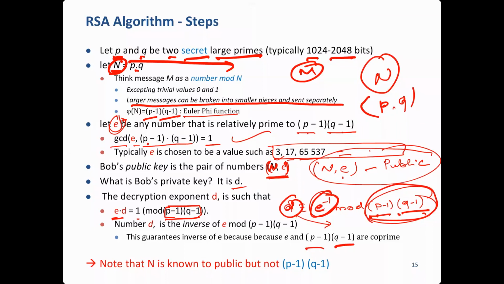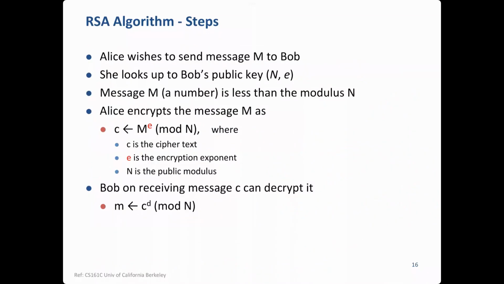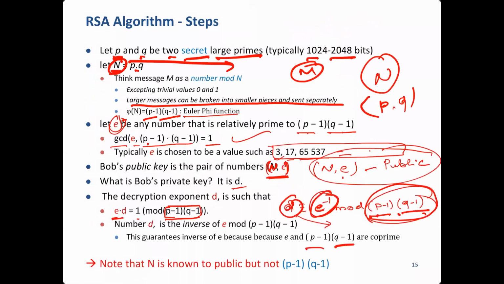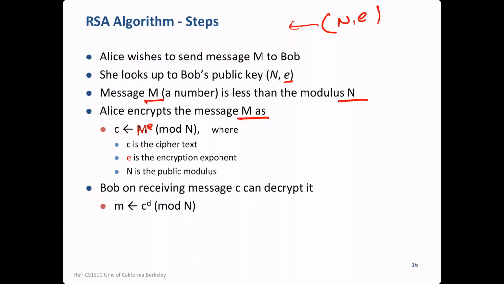Now, this N and E come to Alice from Bob. So Alice receives it, or it is available to her because it's public. She has a message M to send, which is less than N. So Alice now encrypts message M, as simple as this. She takes message M and raises its power to E, which we calculated earlier. And that's it, and she does mod N.